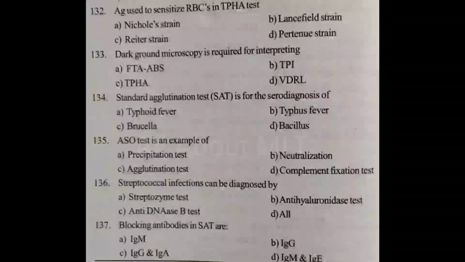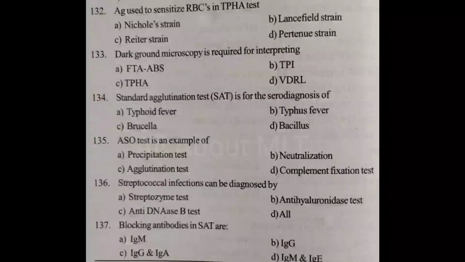Standard agglutination test is for the serodiagnosis of option A, typhoid fever, option B, typhus fever, option C, brucella, option D, bacillus. Answer is option C, brucella.